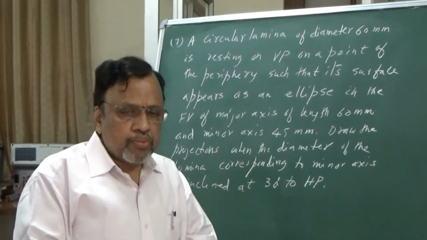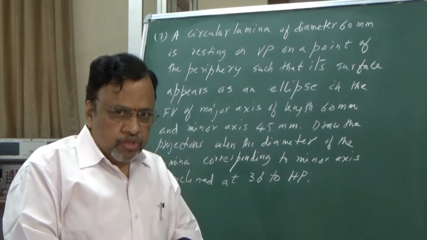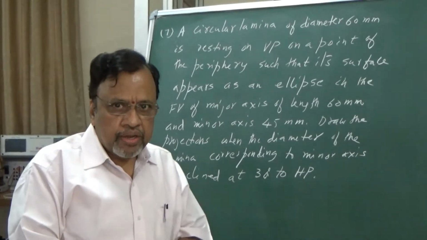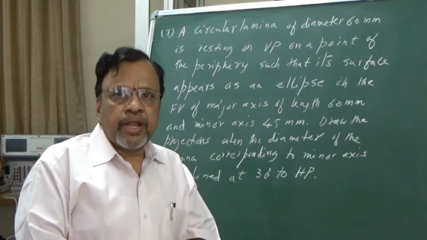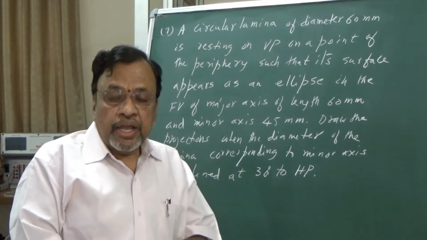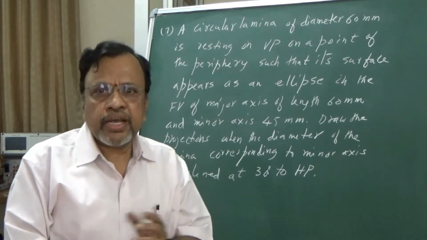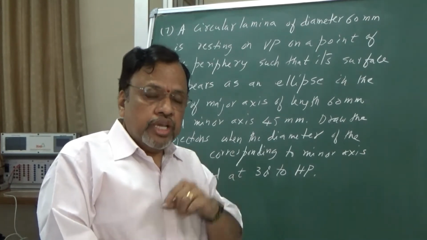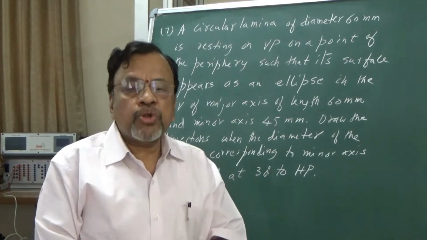Okay, now let us go to the next problem. In the previous problem, what I said was, given the true shape, we are able to determine the inclination of the lamina to a corresponding plane. And I did a rectangular plate. Similarly, I can also give, let us say, an isosceles triangle, which can be seen as an equilateral triangle. For example, if I say an isosceles triangle is seen as an equilateral triangle in the top view, then what do you do?